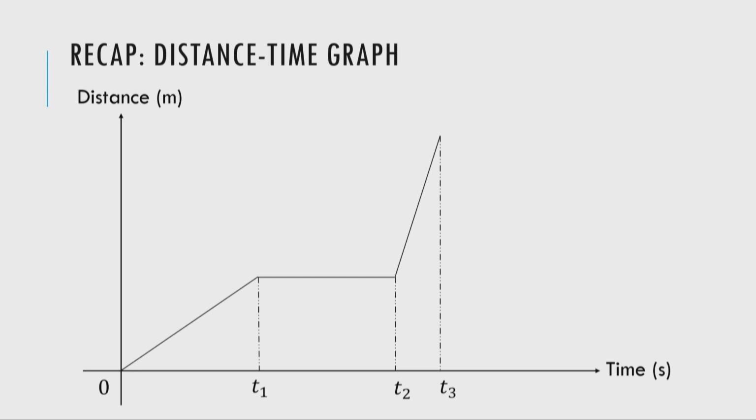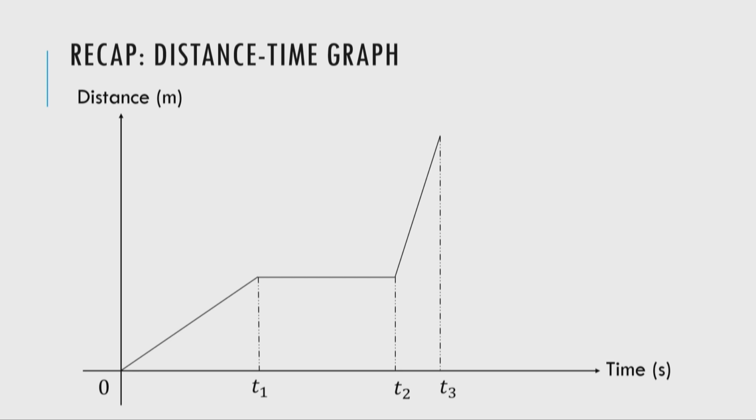Distance time graphs can be used to find out how the distance changes with time. The gradient of a distance time graph, that is change in distance divided by change in time, represents the speed. Now let's study the graph in detail. The graph has three parts.